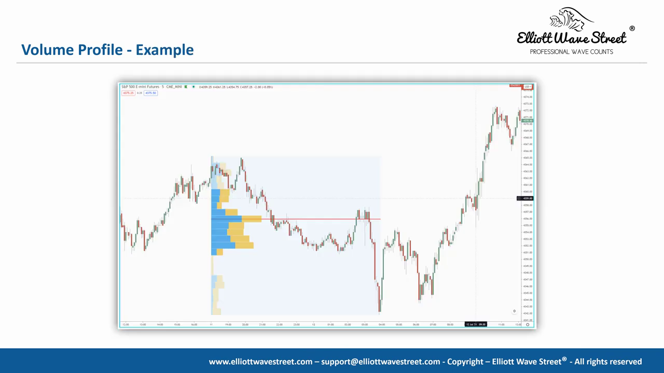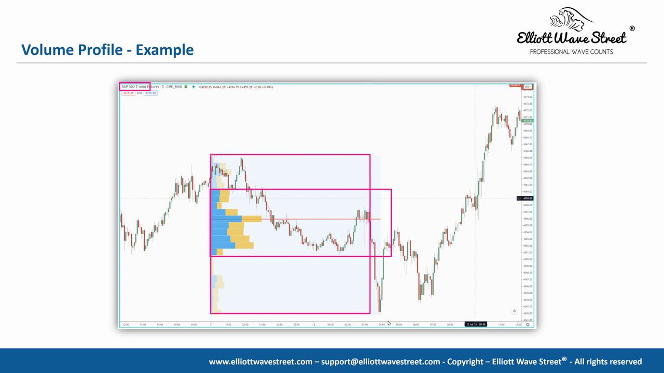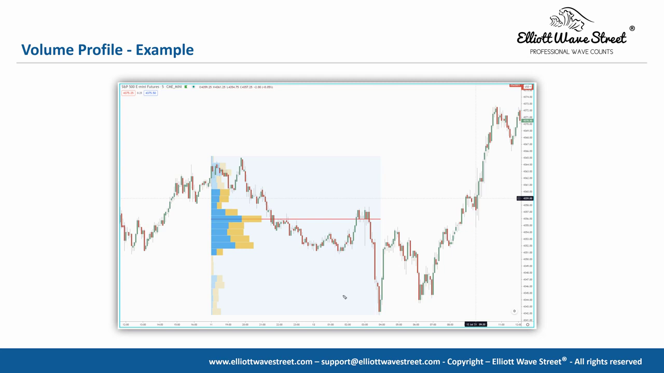A point of control is, remember, the strongest volume of the profile. The 70% of the profile is where most volume was traded. You can create profiles of the entire chart or just an area, like I did here. In this example, I was looking to buy the S&P, and this was a great opportunity that day, so that's why I shared this one.